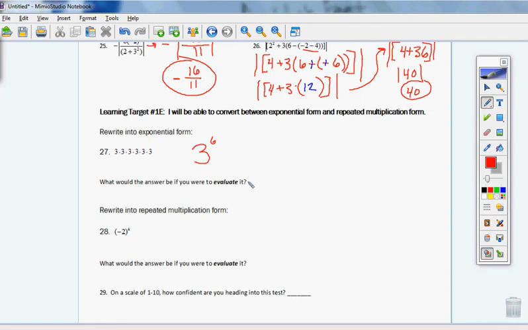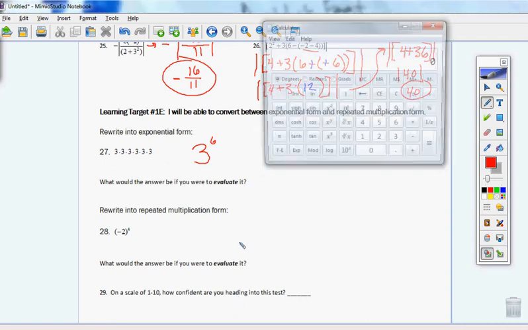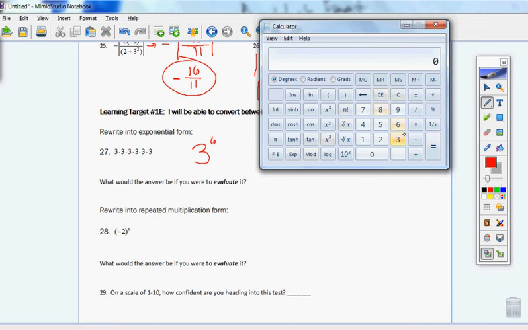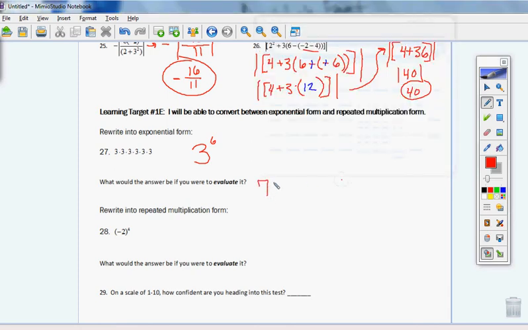Okay, what would the answer be if I were to evaluate it? Well, that would mean that I would go to a calculator, and there are 2 ways to do this. On this calculator I'm showing you here, we're just going to do 3 times 3 times 3 times 3 times 3 times 3. Make sure I have 6 threes up there, and I get 729. So the answer would be 729 if we were to evaluate it. Or put 3 raised to the 6th power in your calculator, and you'll get the same thing.